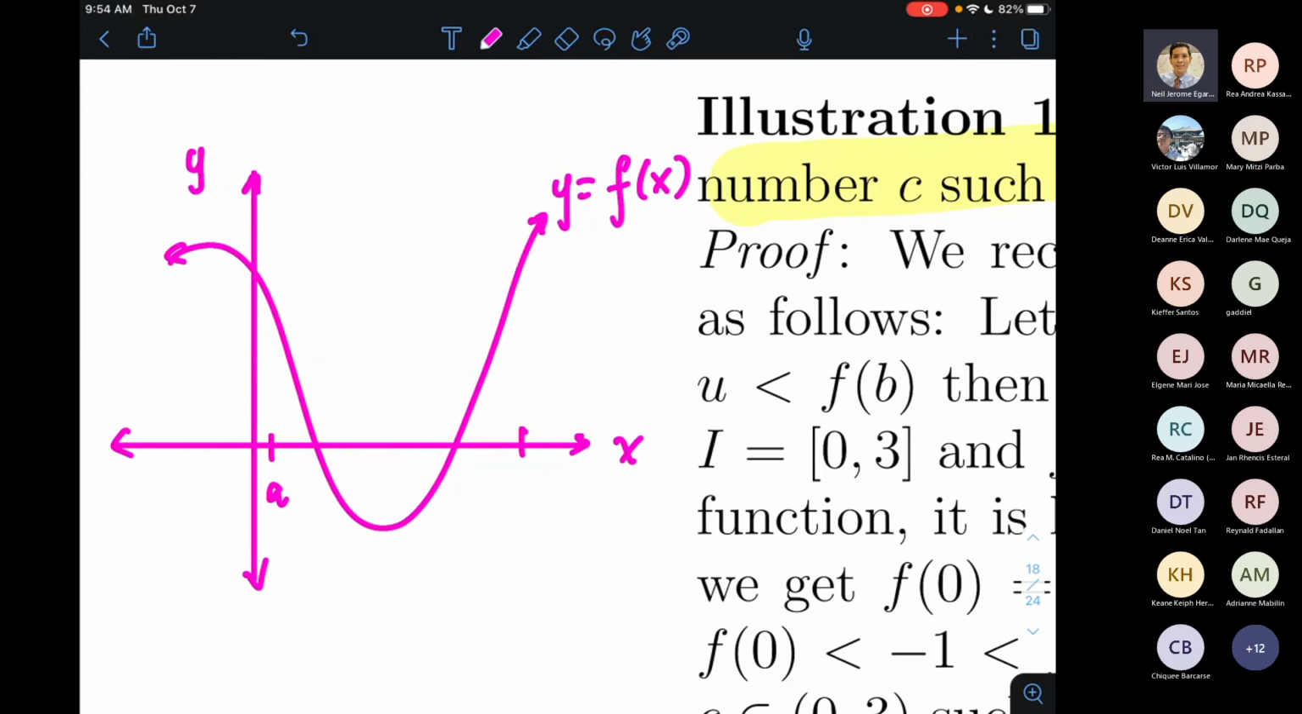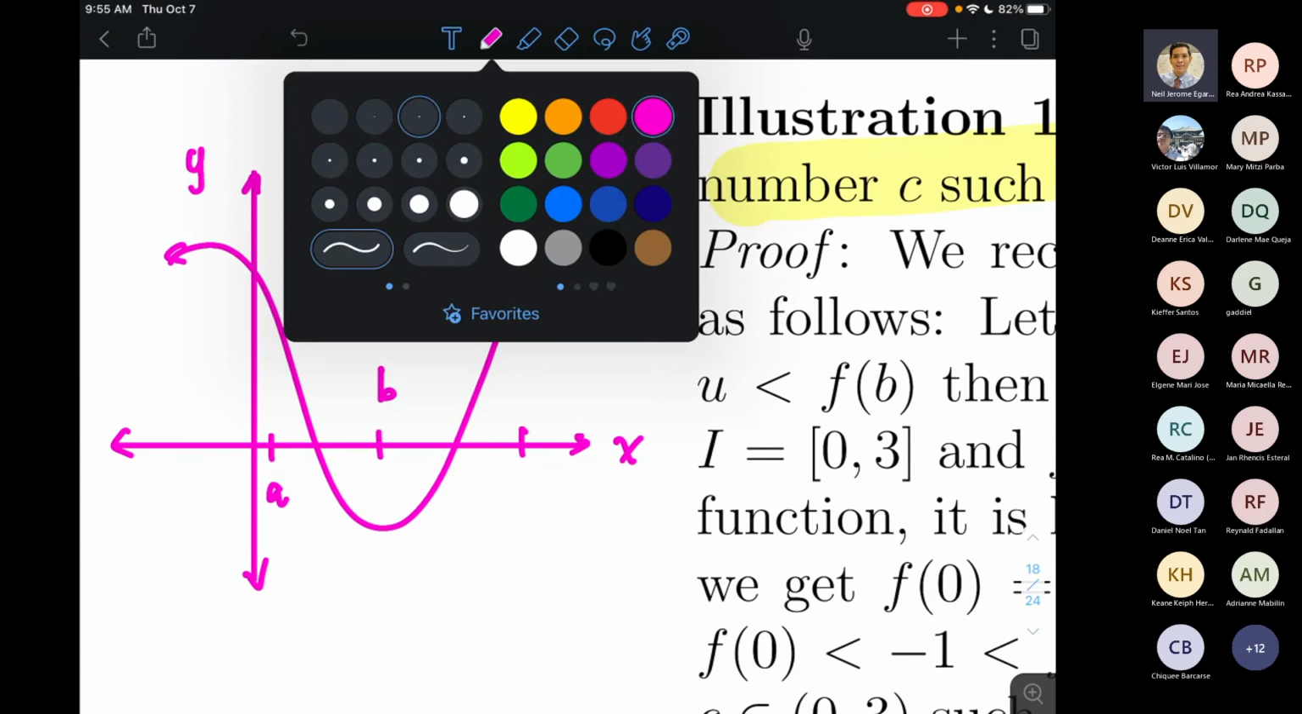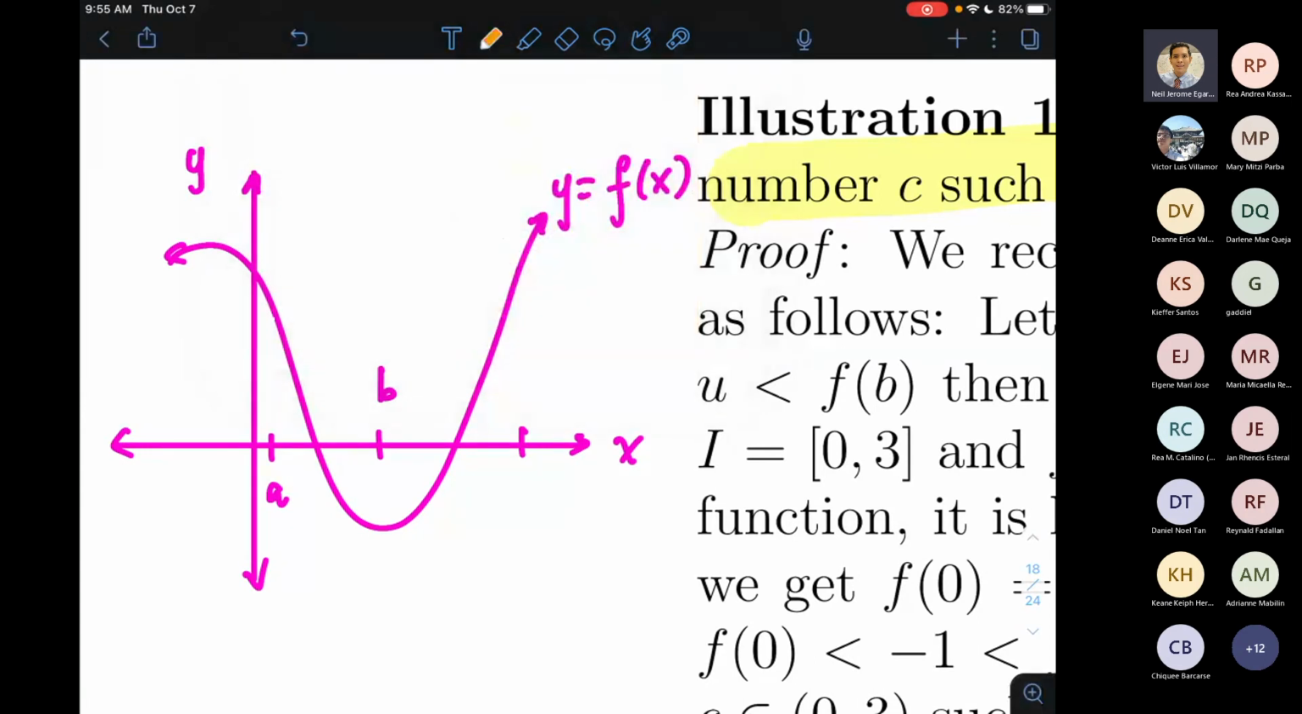Tapos, meron kang interval AB, right? Ang sinasabi niya lang ay, sa kahit anong number, sa pagitan ni f of A at saka ni f of B, lipat ko na lang si B. Ito na lang si B, para mas maganda yung example. So, sa kahit anong number daw sa pagitan ni f of A at ni f of B, ito si f of A, tapos ito si f of B.